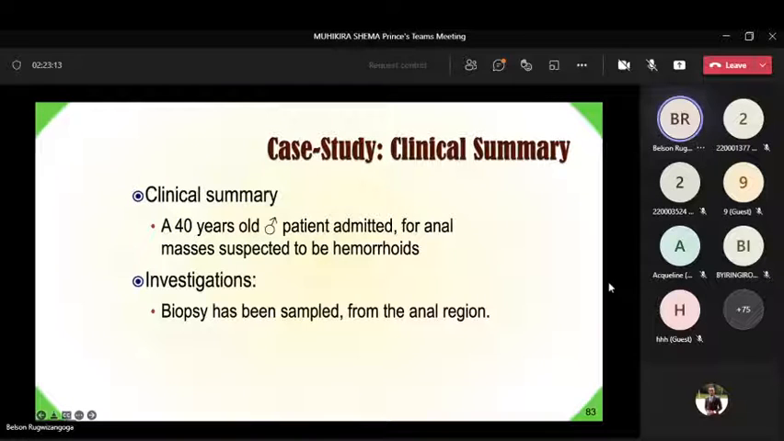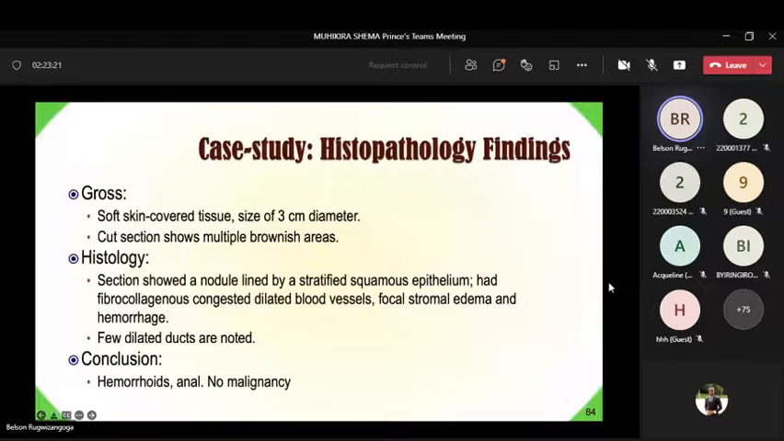So investigations show a biopsy has been sampled from the anal region. What was seen on the biopsy was a soft, skin-covered tissue, meaning that it was partly covered by skin. Size was 3 centimeters in diameter. Cut section showed multiple brownish areas. Histology: it was a nodule lined by stratified squamous epithelium with fibrocollagenous tissue, congested dilated blood vessels, focal stromal edema, and hemorrhage.